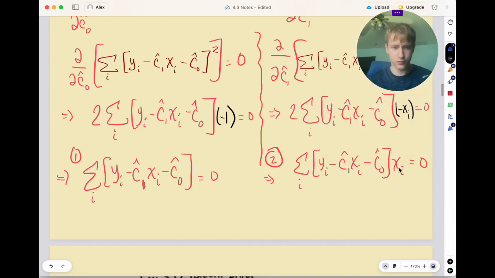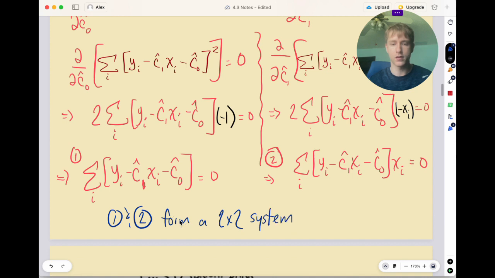Now, the thing is, 1 and 2 form a 2x2 system of equations for C1 hat and C0 hat respectively. Well, yeah. Now, how are we going to solve this system?